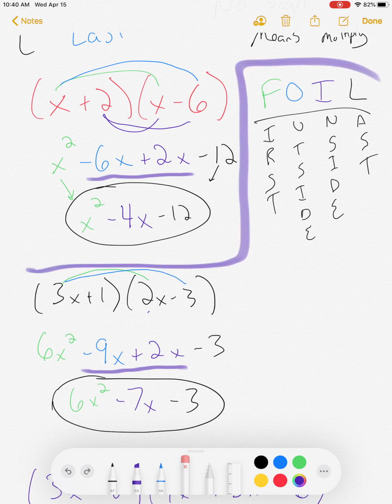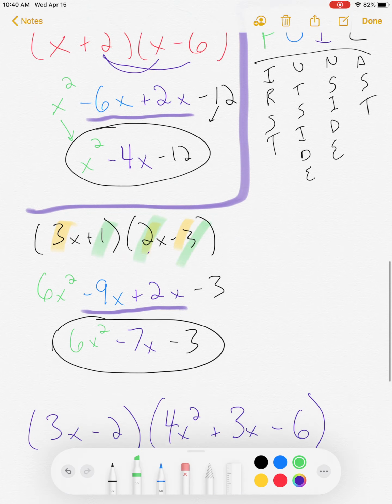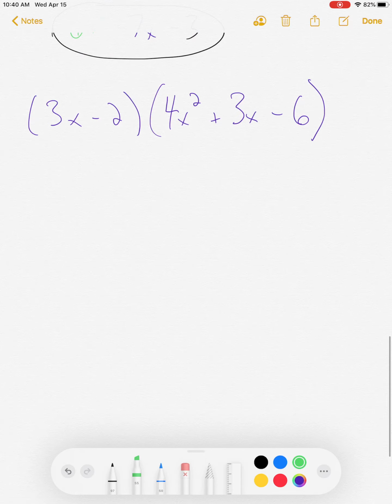And again, I talked about this being essentially double distributing. Get rid of that, get rid of that. I did 3x times this and this. I did 1 times this and this. So what we can actually do is do a binomial, a 2-term, times a trinomial, which is a 3-term. It's the exact same concept.